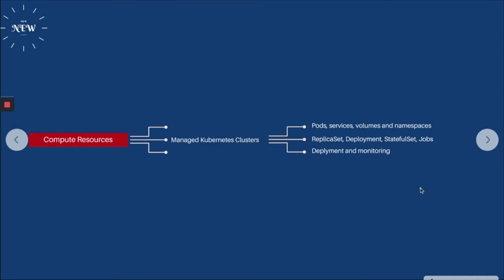In this video, we're going to dive deeper. We know that managed Kubernetes clusters are part of compute resources. We also know that within Kubernetes, you have the option to have pods, services, volumes, namespaces. You can also have important keywords such as ReplicaSet, deployments, StatefulSets, and jobs. We will also be looking in the next video at deployments and monitoring.